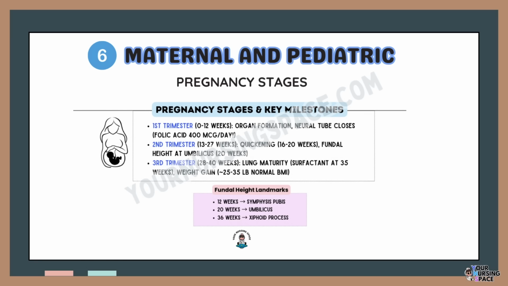Moving into the second trimester, which is weeks 13 to 26, fetal movement, also known as quickening, usually starts around 16 to 20 weeks. A good landmark to remember is that at 20 weeks, the fundal height should be at the umbilicus. Finally, in the third trimester, the baby's lungs are maturing, and lightening occurs around 36 weeks, which means the baby drops lower into the pelvis. This is also when we watch for complications like preeclampsia or preterm labor.